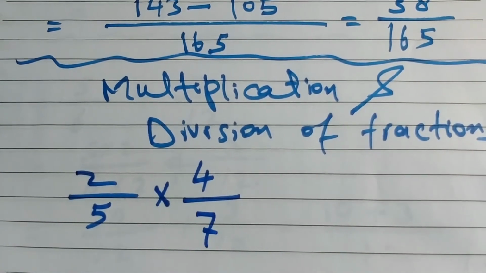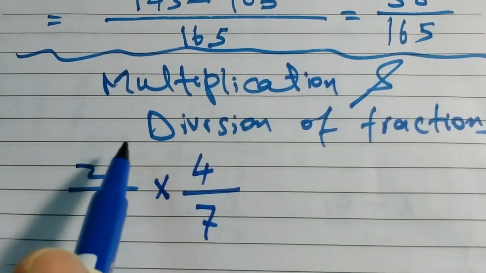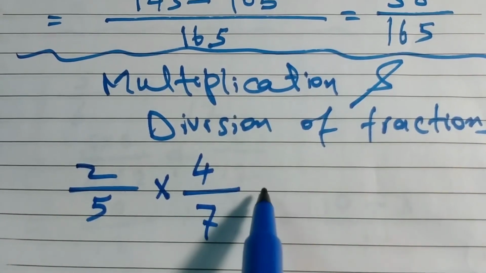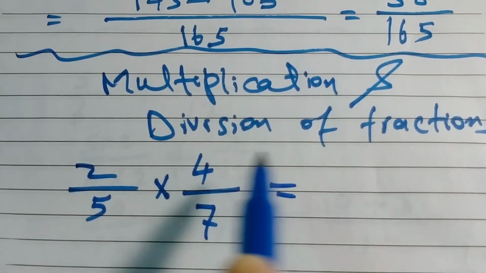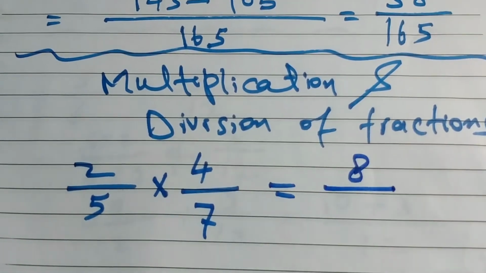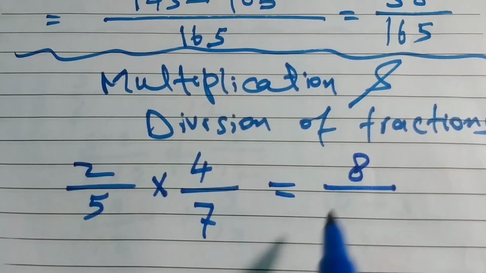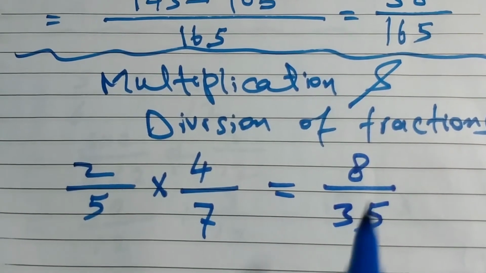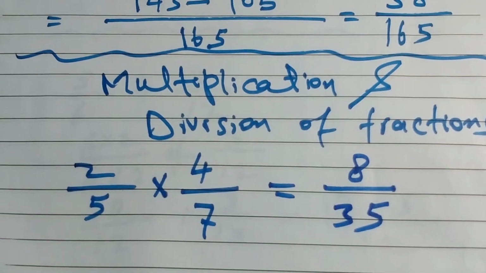So multiplication, my dear, it is very easy. Just numerator multiply with numerator and denominator multiply with denominator. So 2 multiply 4 equal 8. 5 multiply 7 equal 35. This is our answer. Both 8 and 35 we cannot simplify. So this is our answer.